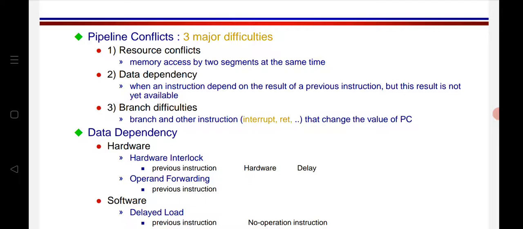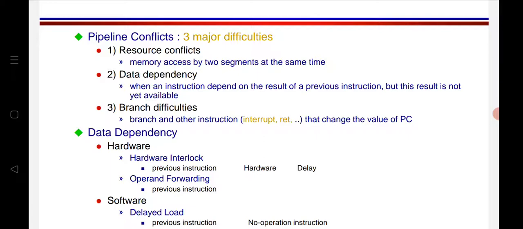One is resource conflicts: memory access by two segments at the same time. If both segments are going to access the memory at the same time, that will be a conflict. Next is data dependency. When an instruction depends on the result of a previous instruction, but this result is not yet available, it is known as a data dependency.